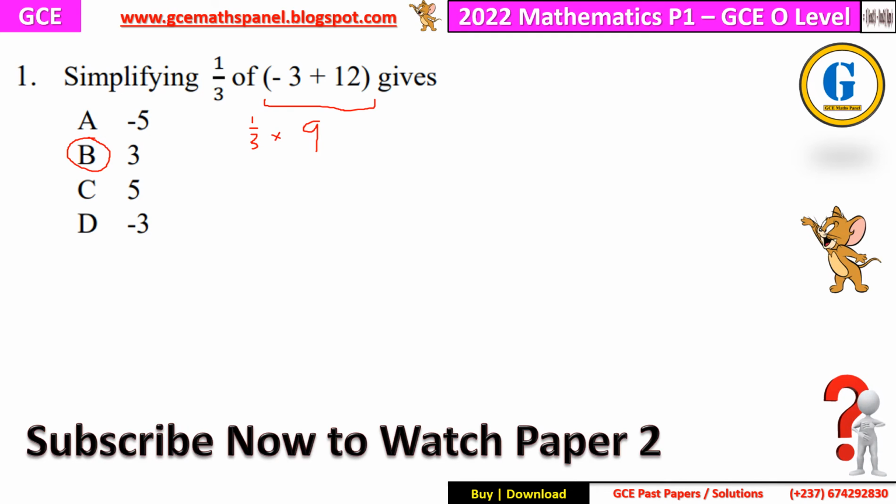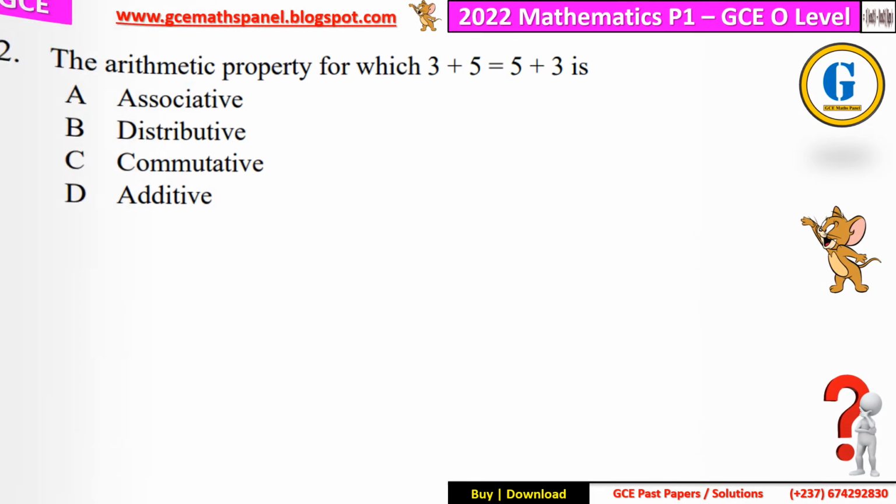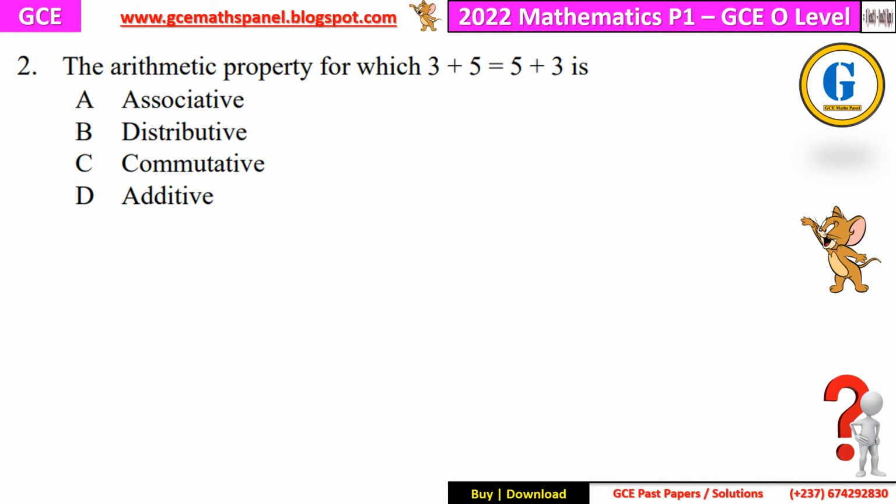Then we move to question 2. The arithmetic property for which 3 plus 5 is equal to 5 plus 3 is. This property is called the commutative property. And another operation that is commutative is multiplication. 3 plus 5 is the same as 5 plus 3, and 3 times 5 is the same as 5 times 3. For associativity, we talk about 3 of these numbers, and the distributive property, I've discussed about this in my previous video. Just look at the set of numbers. All of this is explained there.